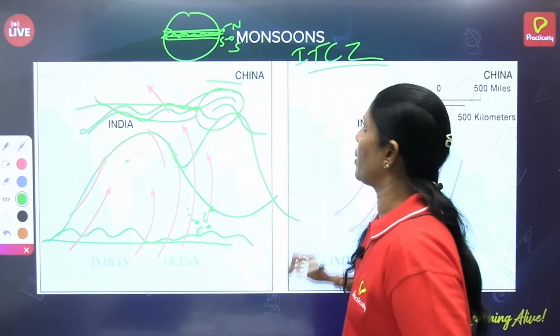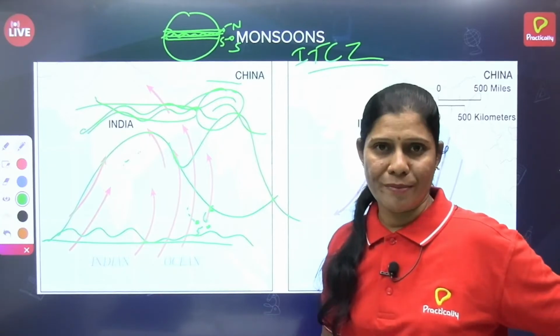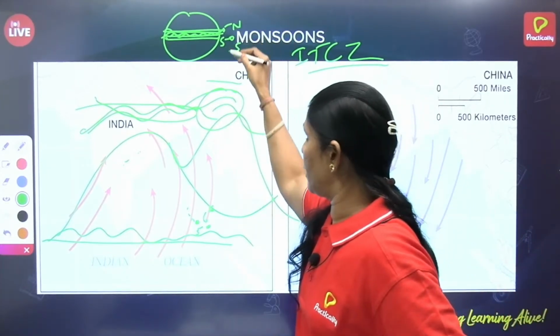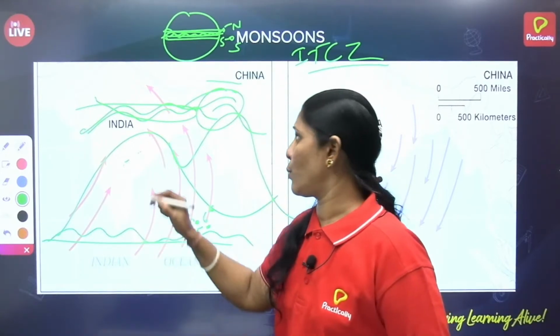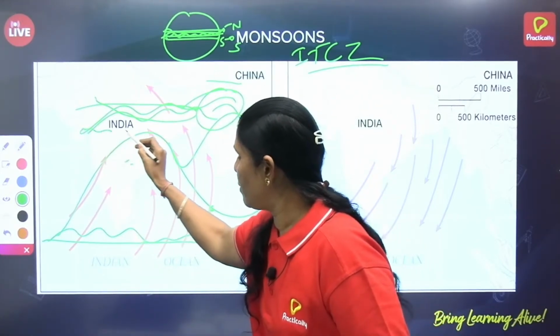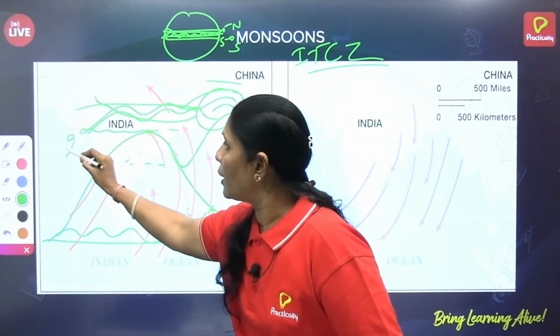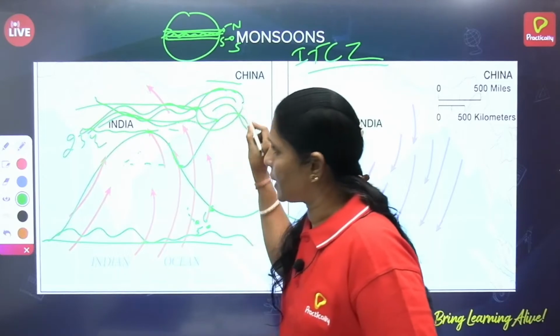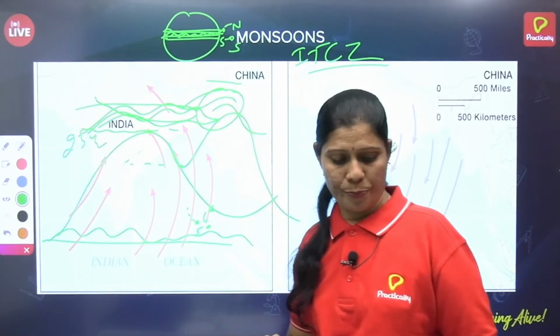You may know the full form of this and where it exists, between 5 degrees and, as we have learned in the previous class, 23.5 degrees. It has expanded towards these regions also.